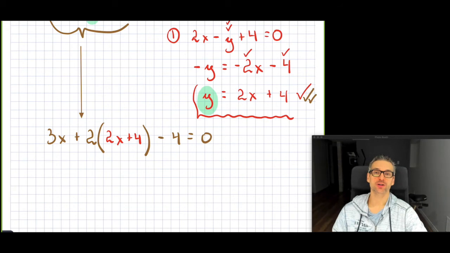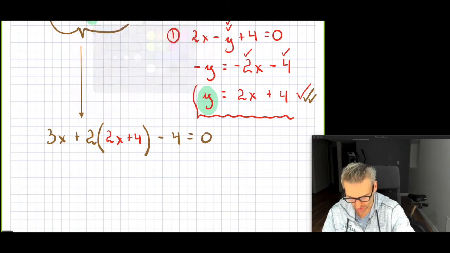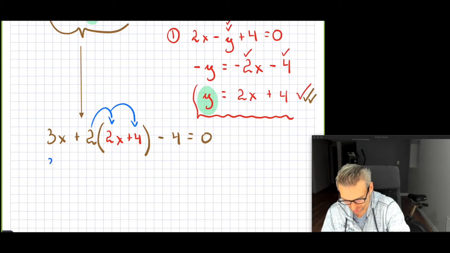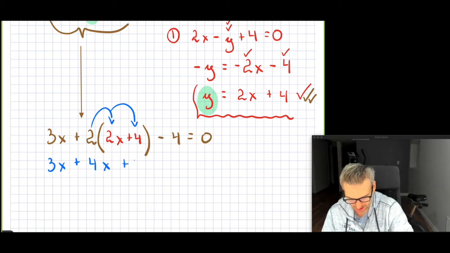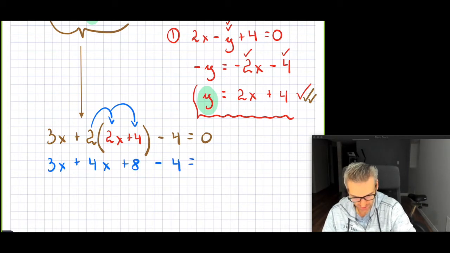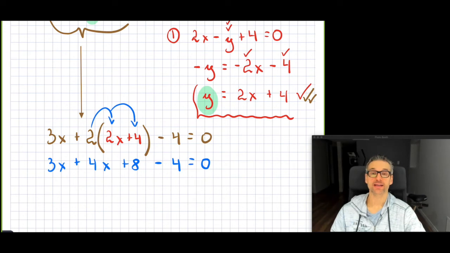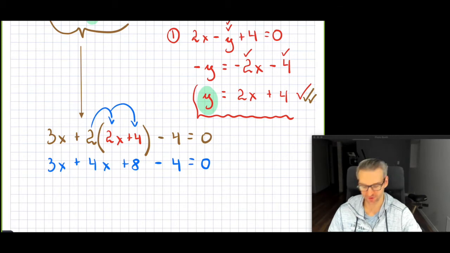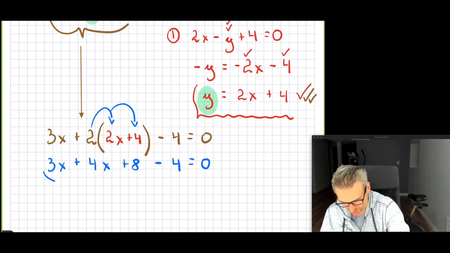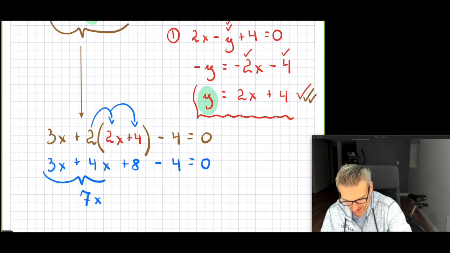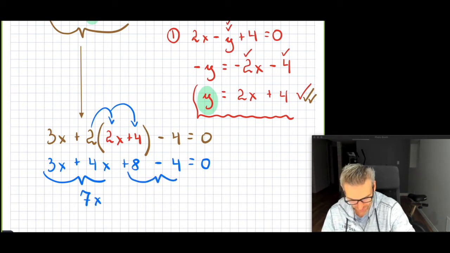And now I will solve for x. So in order to solve for x, I'm going to bring this 2 inside of the brackets to simplify. So this is going to be 3x plus 4x plus 8 minus 4 is equal to 0. Now I can collect my like terms. This right here is going to be 7x, and this is 8 minus 4, so it's going to be just plus 4.